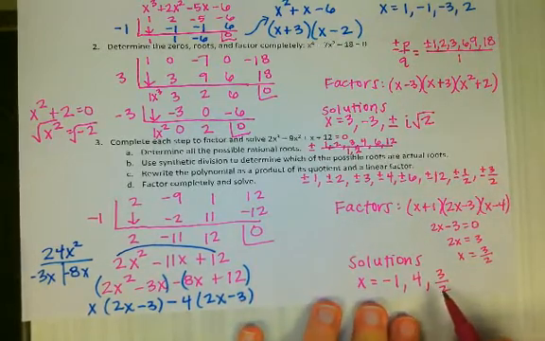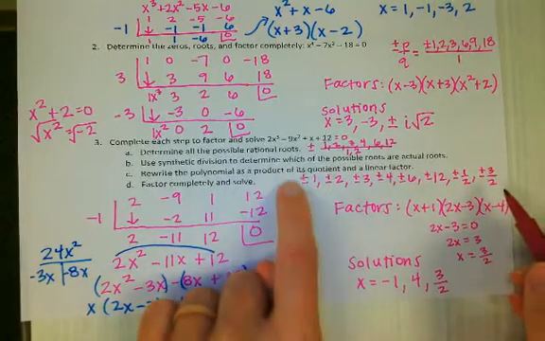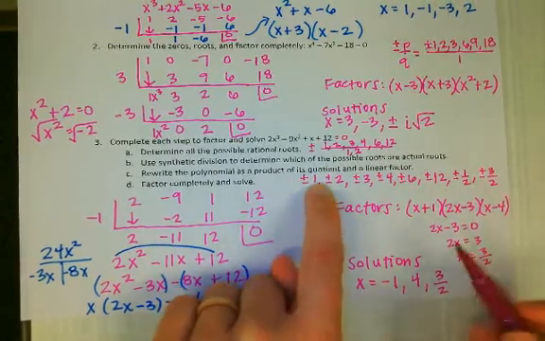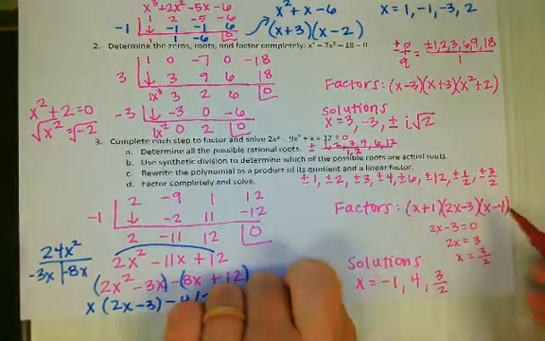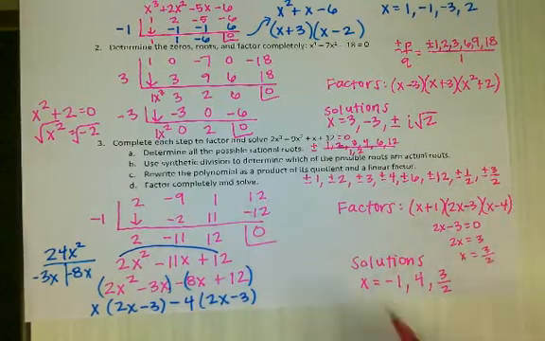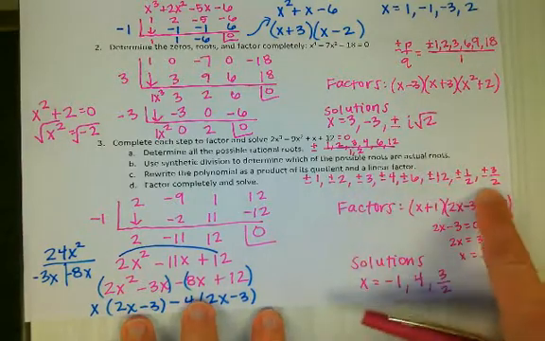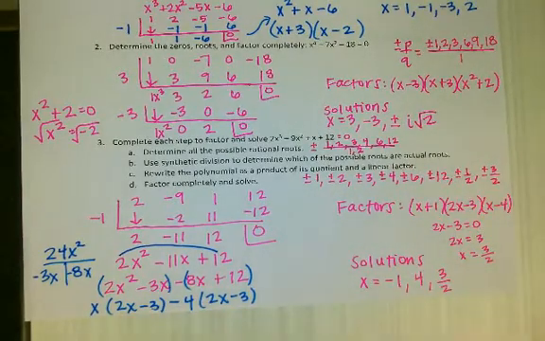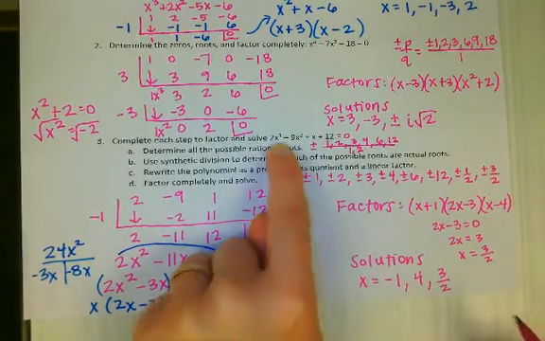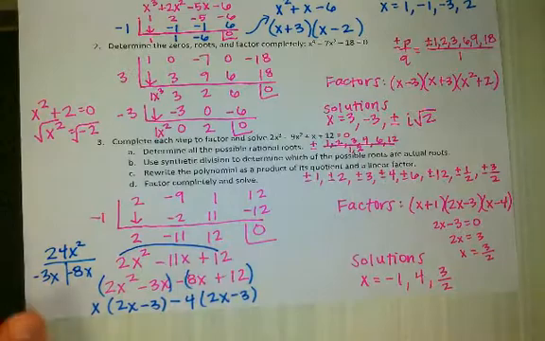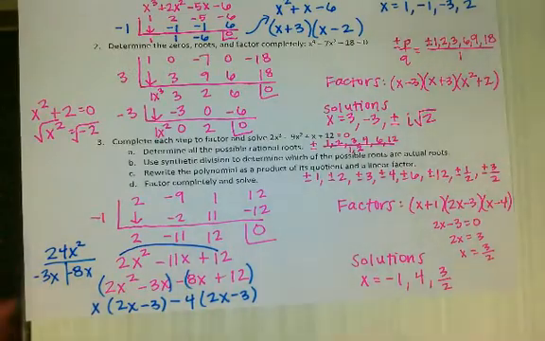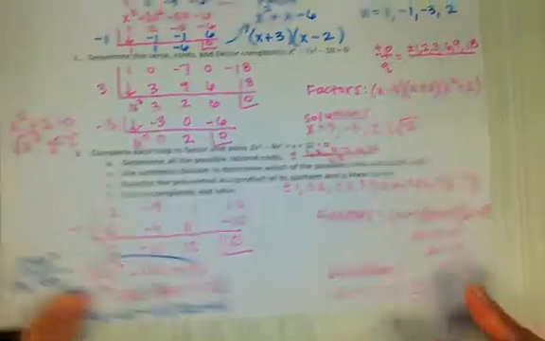So notice that all three of these solutions were in our original possibilities. Negative 1, positive 4, and positive 3 halves. Okay, we need to do more. And I know there are a lot of possibilities here that didn't get picked. Right? Because only 3 solutions are going to work when it's cubic. Alright, so let's try the next one.